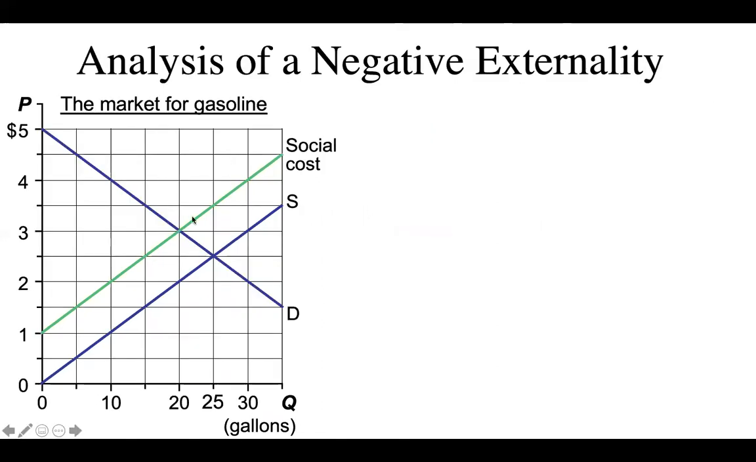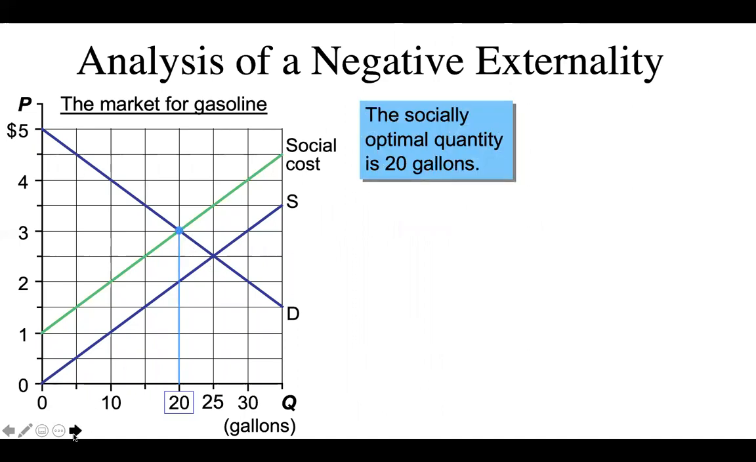And so what that looks like when you add the demand curve is that the new socially optimal quantity of gasoline is 20 gallons. So it is the intersection of social cost and demand rather than the old supply curve.